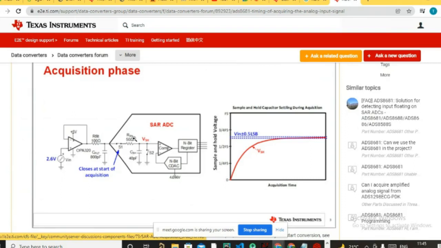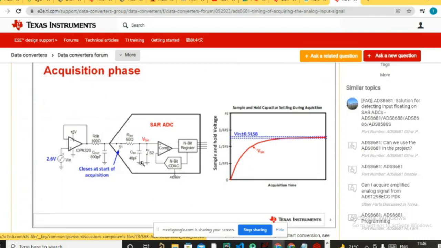There are actually two phases in ADC for conversion. One is the acquisition phase and another one is the conversion phase. In the acquisition phase, the goal is to charge your sampling and hold capacitor to the output of this amplifier, which is also there inside your ADC. All these blocks are embedded into your main controller itself: amplifier, RC connections, comparator, bit register and DAC. This is just to show you an overview of how ADC works.